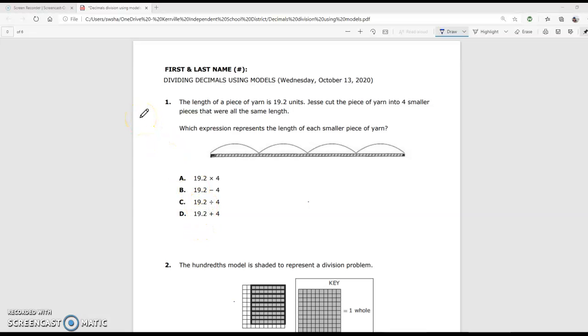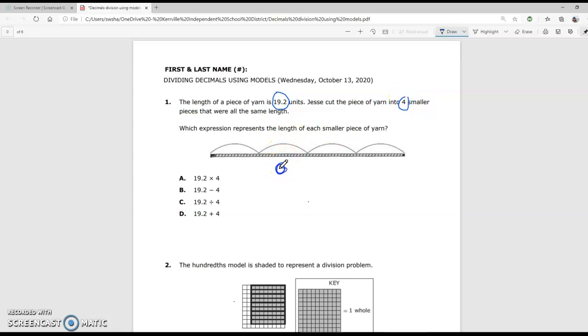Problem 1. The length of a piece of yarn is 19 2/10 units. Jessie cut the piece of yarn into 4 smaller pieces that were all the same length. Which expression represents the length of each smaller piece of yarn? So we know in this case that you have the total here, right? 19.2 units, and it's going to be cut into 4 groups.